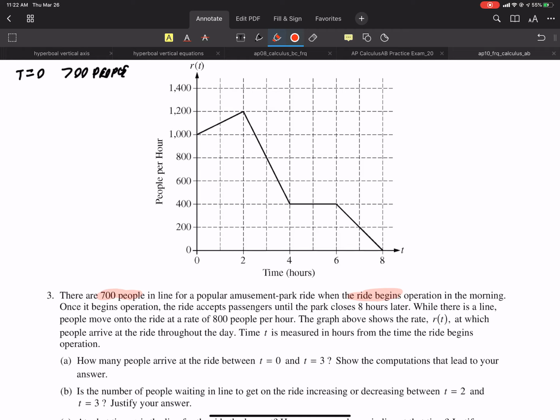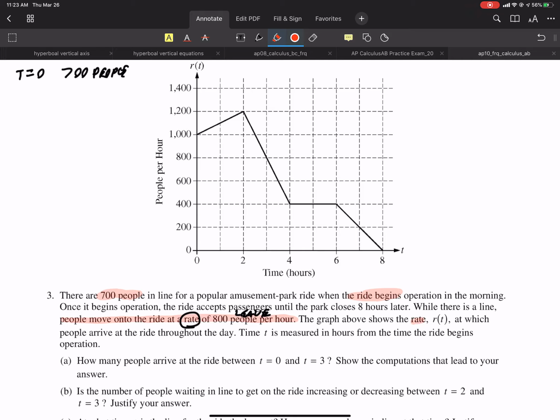Once it begins, the ride accepts passengers until it closes at 8. While there's a line, people move onto the ride. Okay, so you've got to really think about what's going on here. There's a line, 700 people start, people continue to enter, but there's people that leave. So when it says people move onto the ride at the rate of 800 per hour, that actually is a rate of leaving the line.